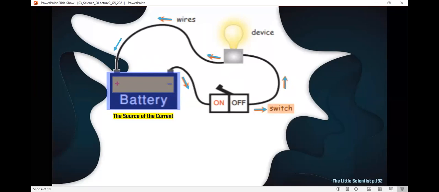We have a switch that can be turned on and off. We have a device right here. The device can be a microwave, a light, a fridge, an iPad, a torch, a laptop, anything with electricity. There are also wires.